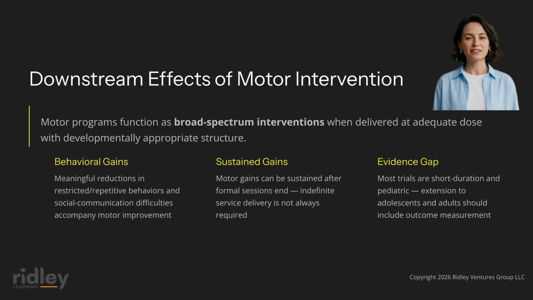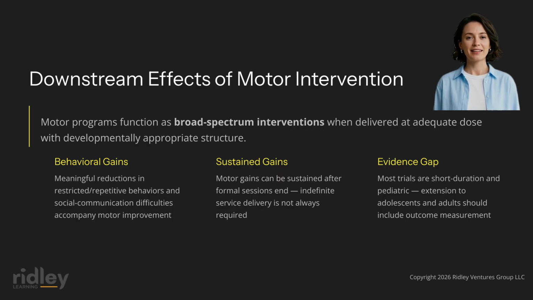The downstream effects of motor-targeted intervention extend beyond movement outcomes. Wu and colleagues' meta-analysis demonstrated meaningful reductions in restricted and repetitive behaviors and in social communication dysfunction alongside motor improvement, suggesting that motor programs function as broad-spectrum interventions when delivered at adequate dose and with developmentally appropriate structure. The Motion ASD protocol's sustained gains at follow-up also show that motor change, once achieved, doesn't immediately wash out when formal sessions end. That's an important counter to the assumption that benefits require indefinite service delivery.